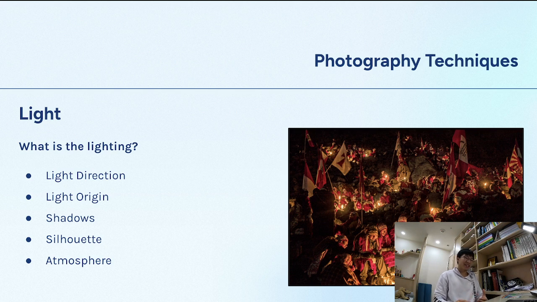What about light? Where's the light coming from? Is it bottom lighting? Is it top lighting? Where's the origin of the light? Is it natural light? Is it artificial light? What are the shadows? Shadows typically mean darkness. It's something bad. What about the silhouettes? Are there any silhouettes? And what is the atmosphere that the lighting tells you about this photograph?